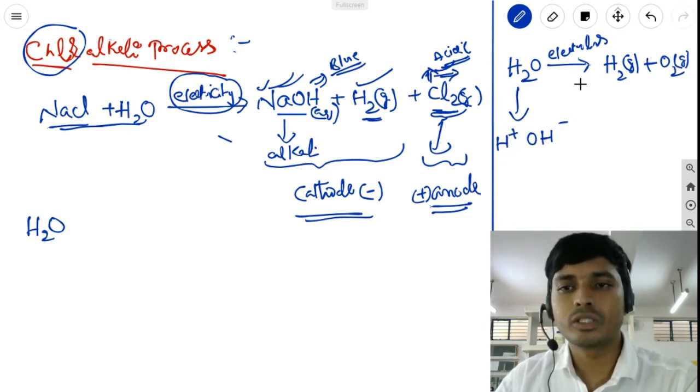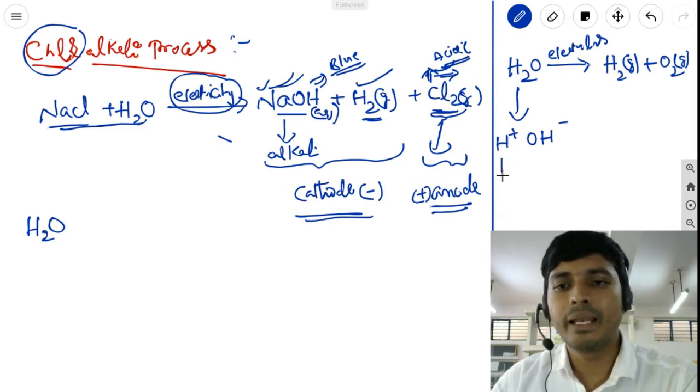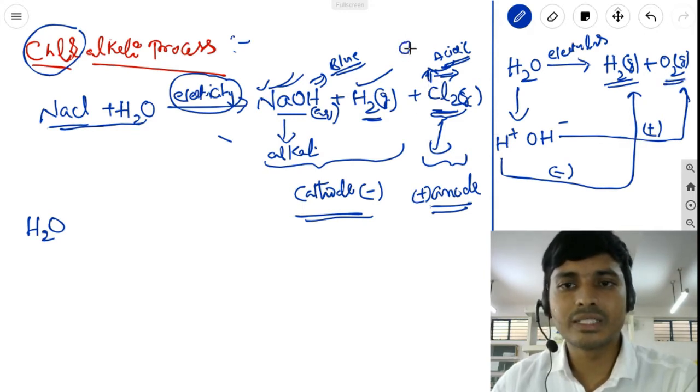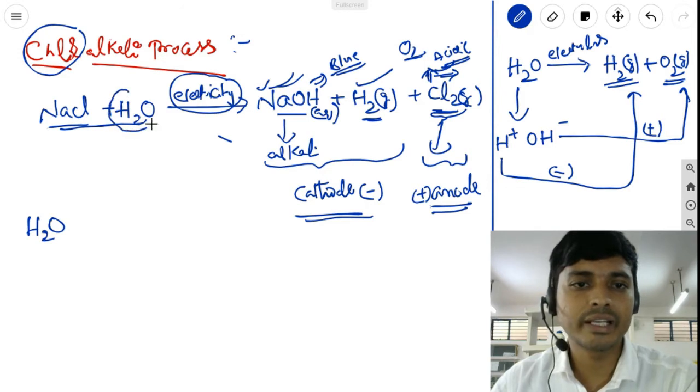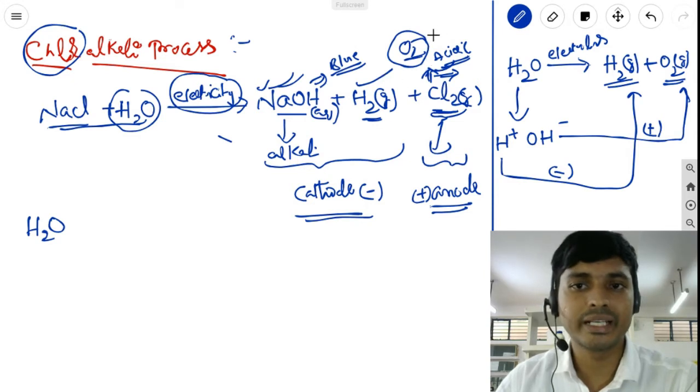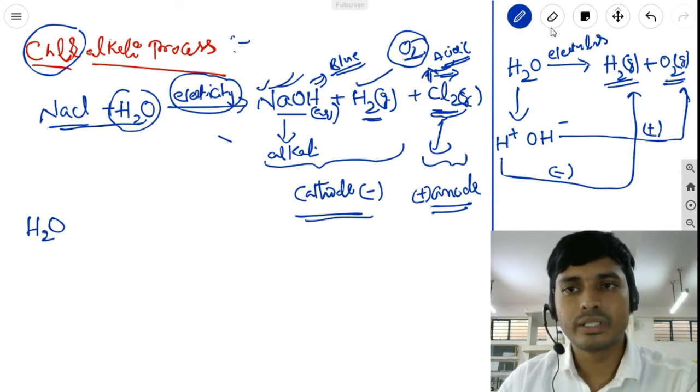To make this process faster, usually some acids are added, like HCl or H2SO4. This H plus goes to the cathode, which is the negative sign, and gets reduced to H2 gas. And OH minus goes to the anode, which is the positive sign, and gets oxidized to give oxygen gas. But here you are not getting the oxygen gas. Though you have water here, in the products you are not getting oxygen, but you are getting hydrogen gas. Why are you not getting oxygen gas? That also we will see here.